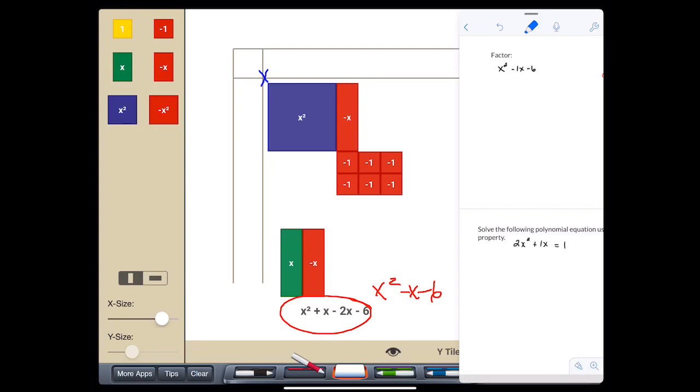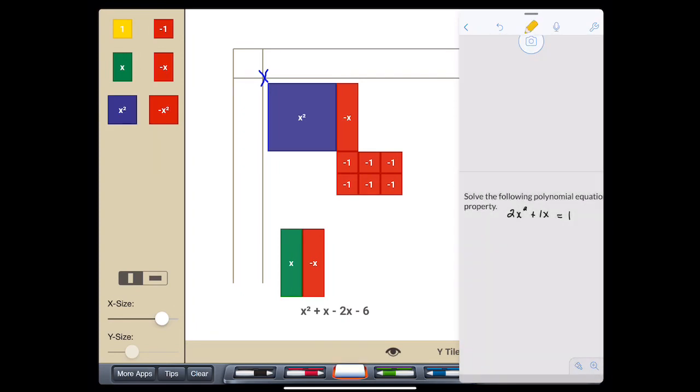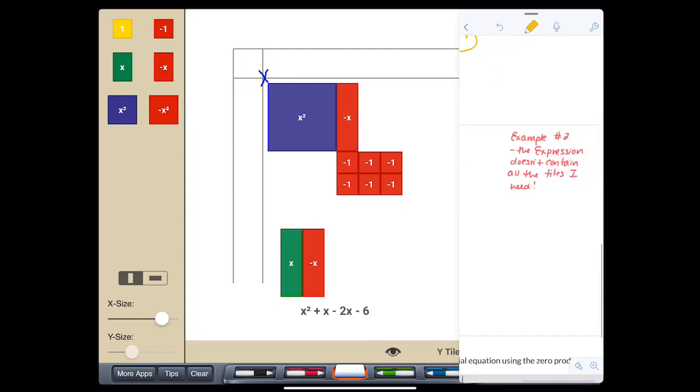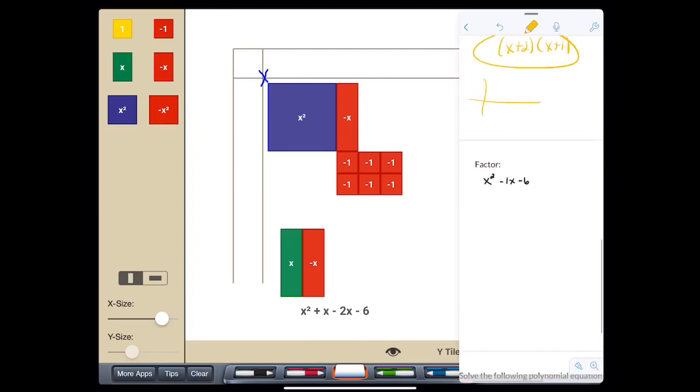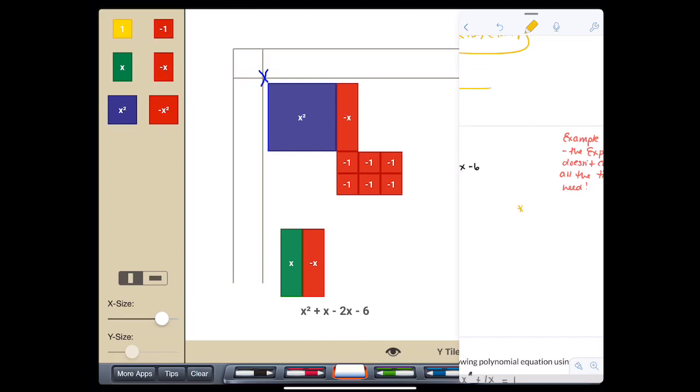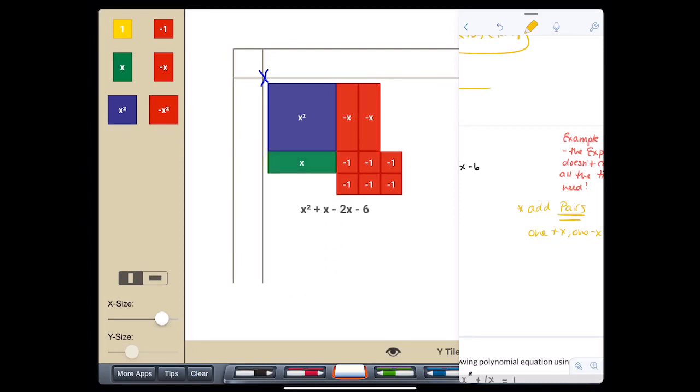So the idea here is if I need more pieces, and I'm going to write this down on the note so you would write it down too, the general idea is, when that happens, if the expression doesn't contain all the tiles I need, we're going to add pairs: 1 positive x and 1 negative x. So for example, I added a positive x and a negative x to my picture, and that wasn't quite enough to make a rectangle. But what I could do is add another pair of a negative x and a positive x.